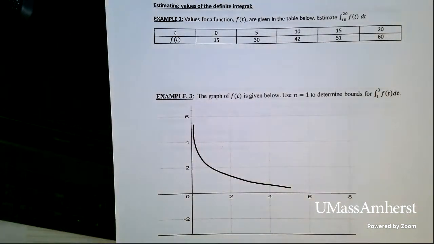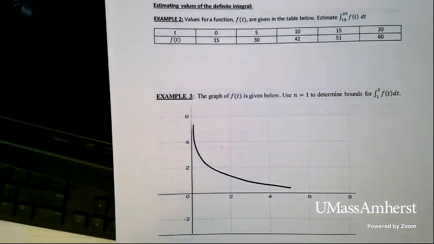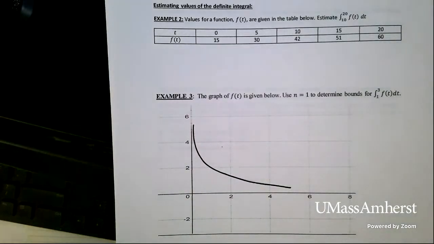So for example 2, values for a function f of t are given in the table below. Estimate the area under the curve from 10 to 20 of f of t dt. So you need to think about what that means, what we know how to do from last time, how we would approach that on a table, and what some of the right answers might be. There's more than one way you can estimate.